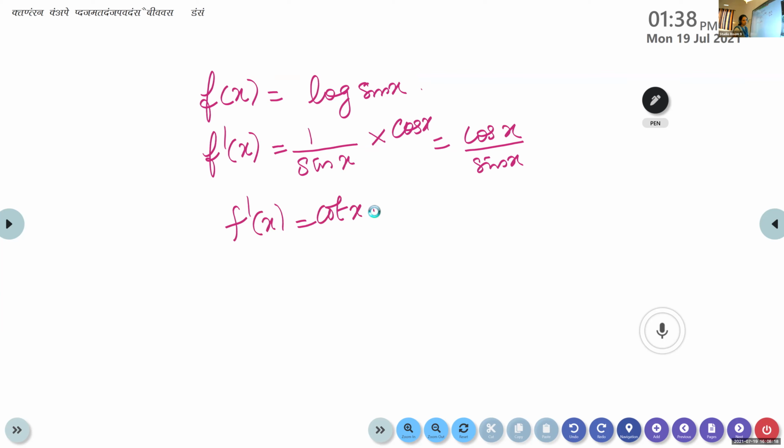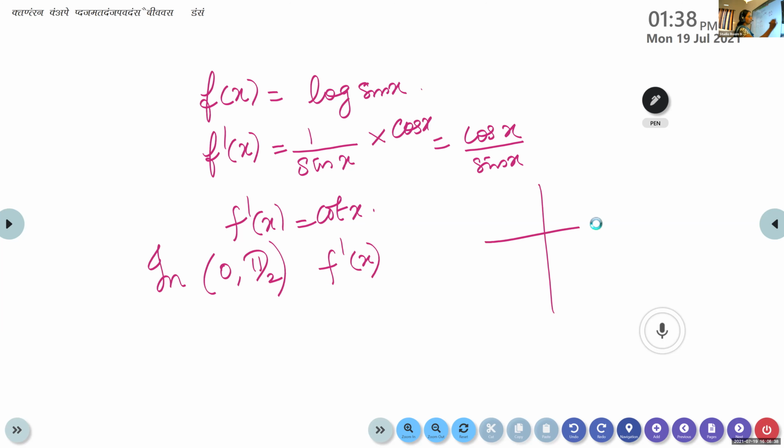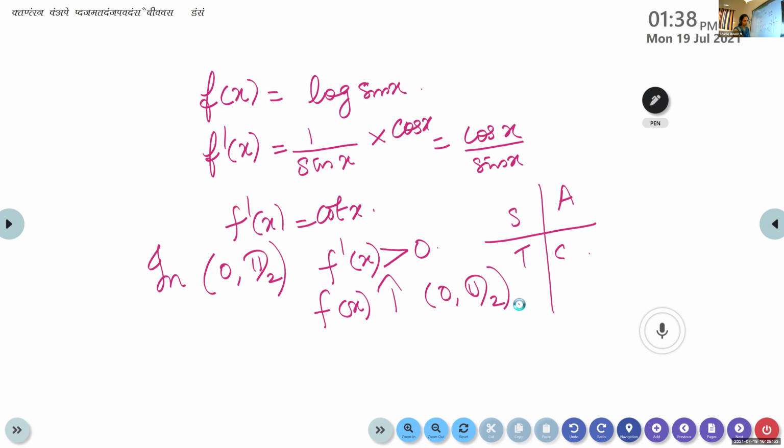Now look at the first interval. What is given in the question? You have to prove it is strictly increasing in the interval 0 to pi by 2. So you take the first quadrant. In the first quadrant, what sign does f dash of x have? We know all the trigonometric functions are positive in the first quadrant, isn't it? So f dash of x will be positive. So f of x is increasing in the interval 0 to pi by 2.